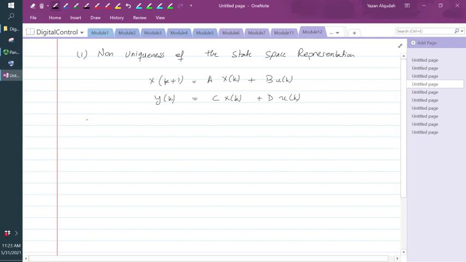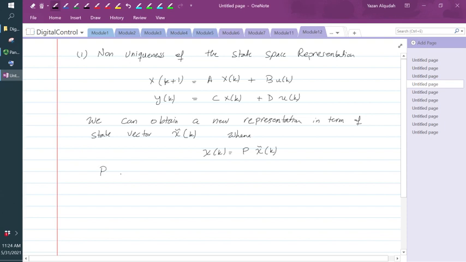x tilde. We can obtain a new representation in terms of the state vector x tilde of k, where x of k is equal to P matrix multiplied by x tilde of k, where P is a non-singular matrix, because we need to be able to calculate the inverse of it. This is a non-singular matrix.